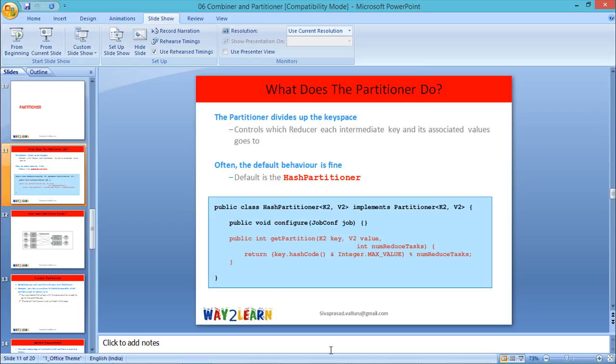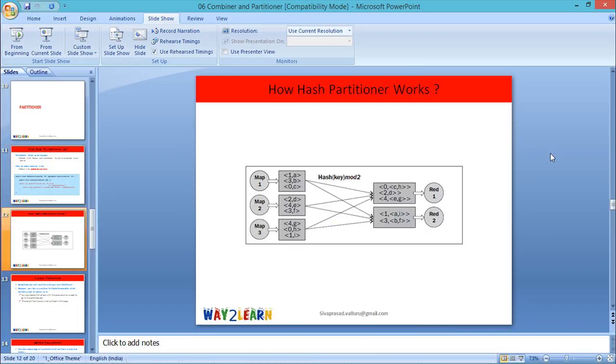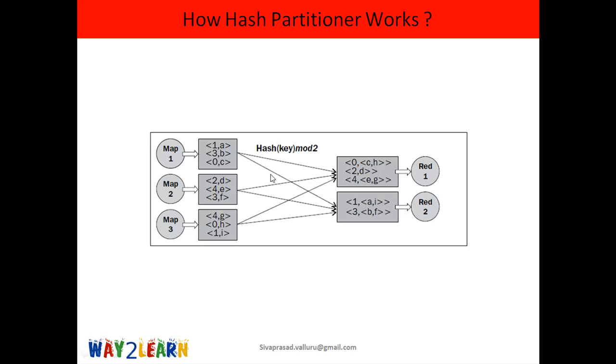Let me explain through this diagram. Here is how a partitioner works. Suppose there are 3 map tasks running. This mapper is emitting the keys 1, 3, and 0, 2, 4, and 3, 4, 0, and 1. Now for my MapReduce job, let's assume that I have configured 2 reducers. Which keys should go to which reducer? By default, between the map phase and the reduce phase, as you know, there is one more phase called shuffle and sort.